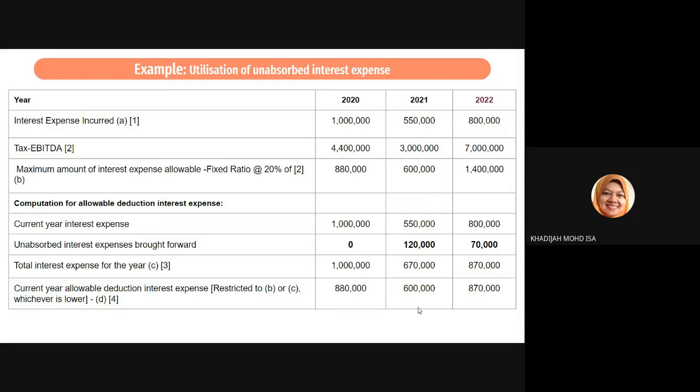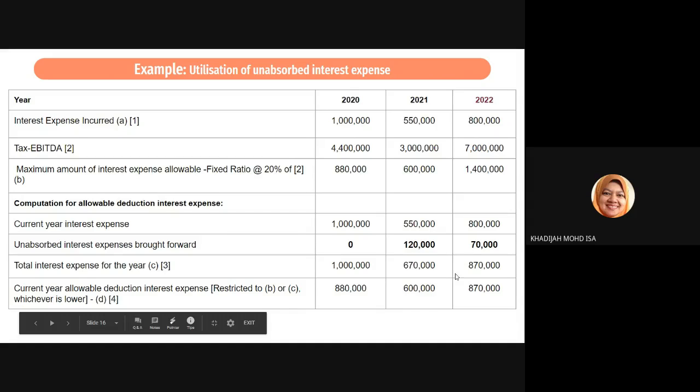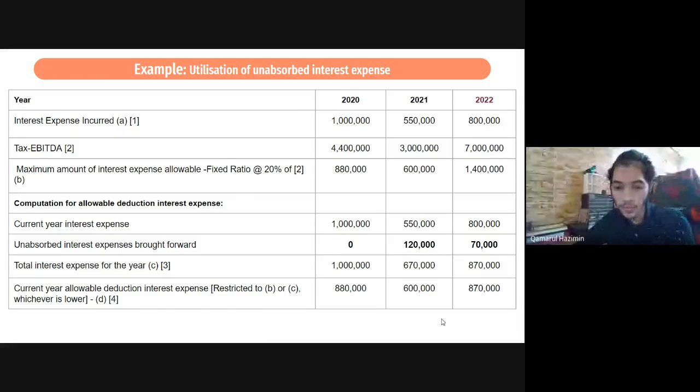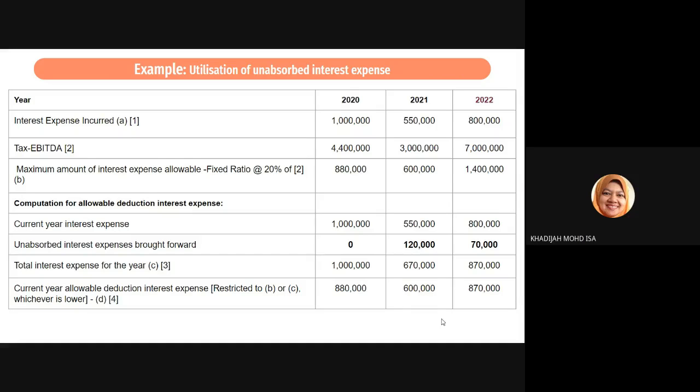When it comes to 2021, the actual interest expense is 550 but now you want to claim 600. So you're going to minus 50,000. Minus 50. Right. What about 2022? We minus 70,000. Why? Because the amount actually incurred is 800 but you are allowed to deduct 870, so you can minus another 70,000 of interest expense. That will be the adjustment.